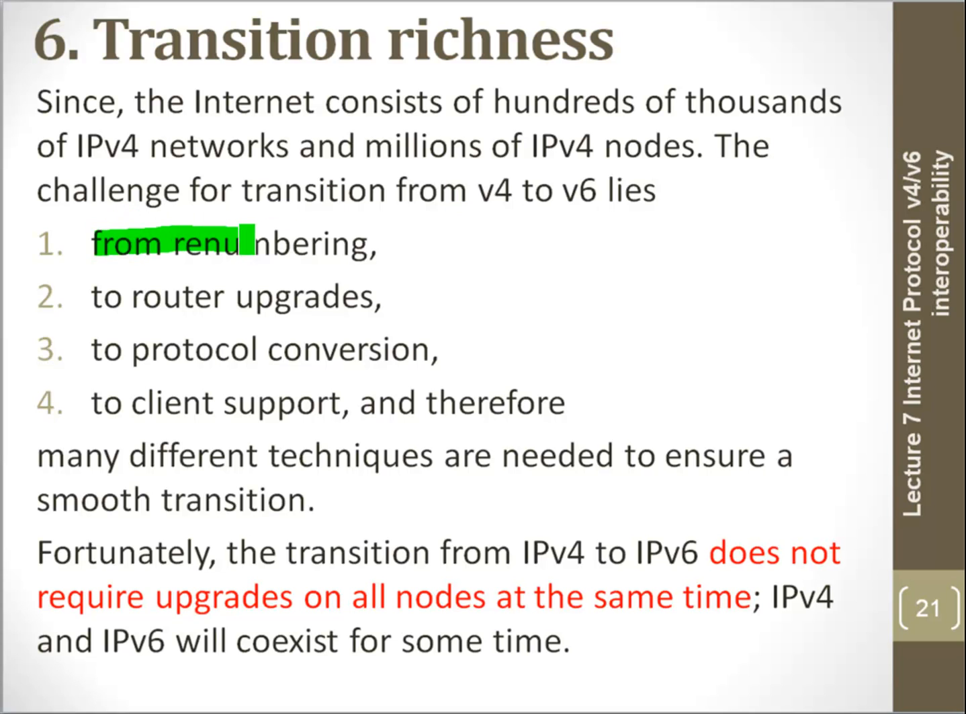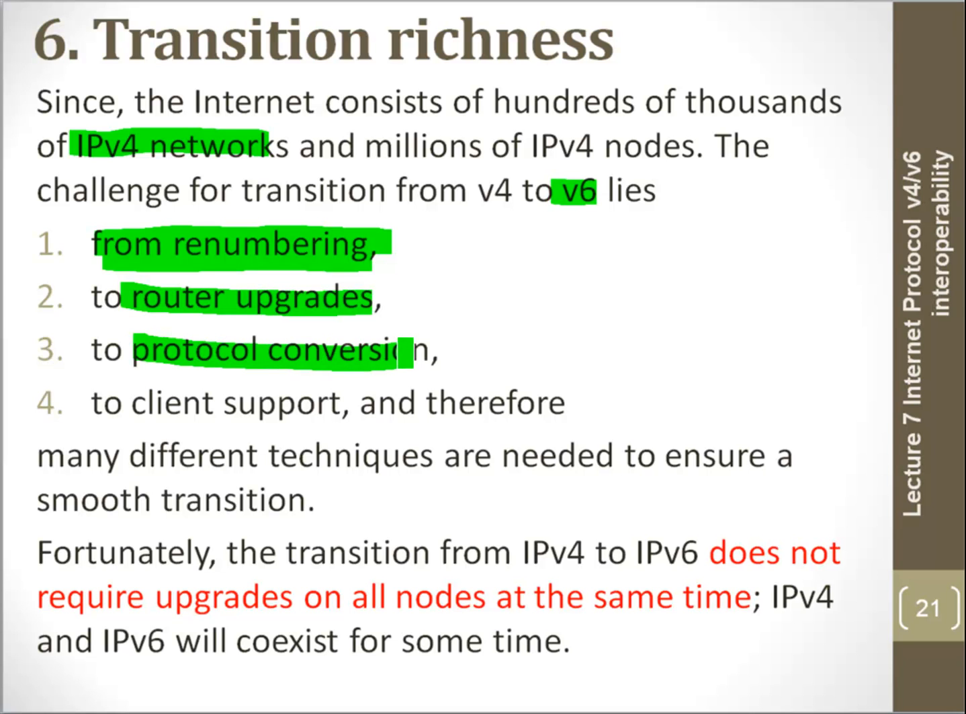Starting from renumbering, that means millions of people are now on IPv4 networks. If you are taking them to IPv6, definitely assigning IP addresses for all is going to be a challenge. Then router upgrades. This is a very big challenge because IPv6 uses a different set of routing protocols than IPv4. Now we have to remove or change all the routing protocols in the routers. Then protocol conversions. There is a set of protocols that will work on IPv6, and some protocols which will work only on IPv4. So we have to convert all the protocols.